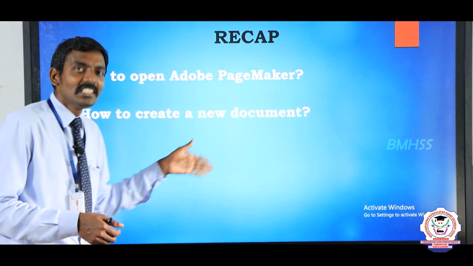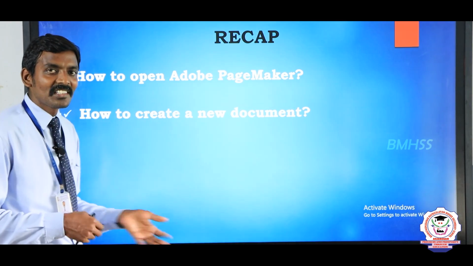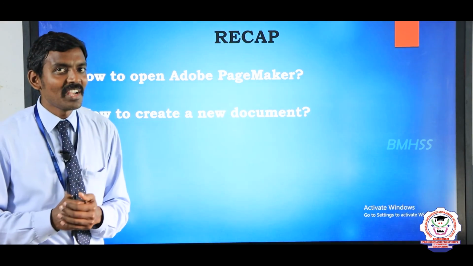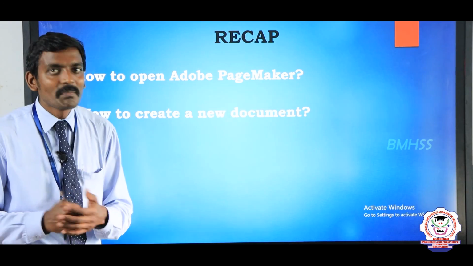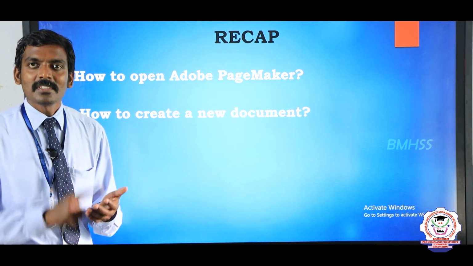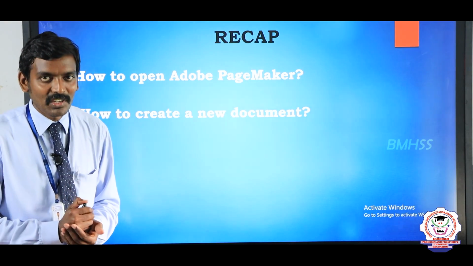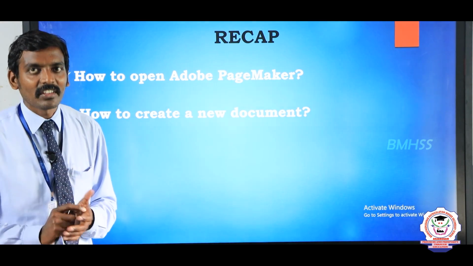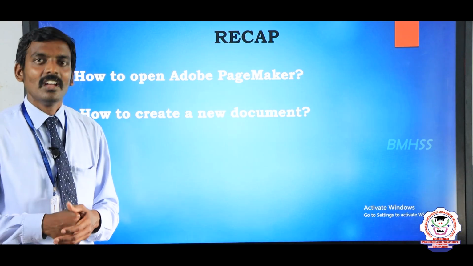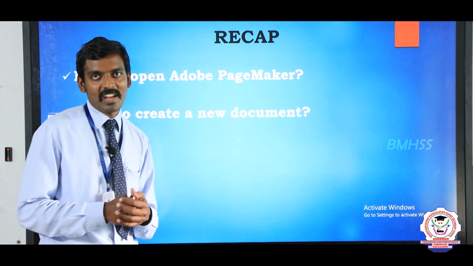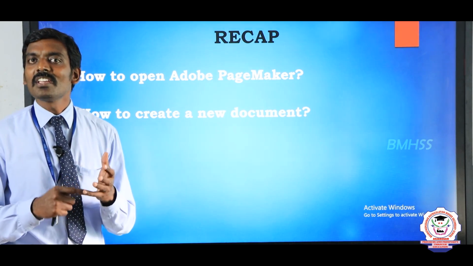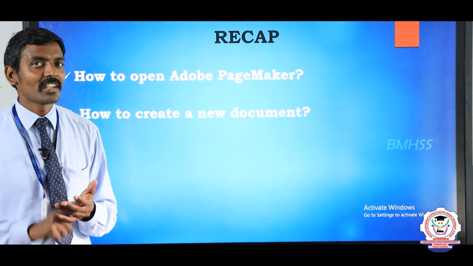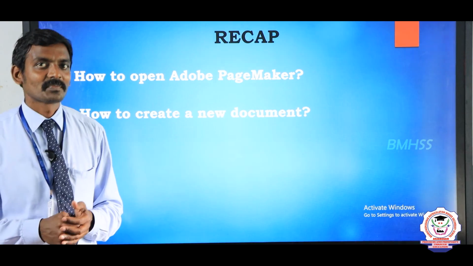Now I recap this session. What are the concepts we have discussed today, children? Very simple: how to open Adobe PageMaker. In Windows 7, very simple: Start, All Programs, Adobe and PageMaker 7.0. If you are using Windows 10, simply type Adobe PageMaker in the search box and click it. And how to create a new document? Very simple procedure: we use the File menu, the New option, or you can use the shortcut key Ctrl+N.